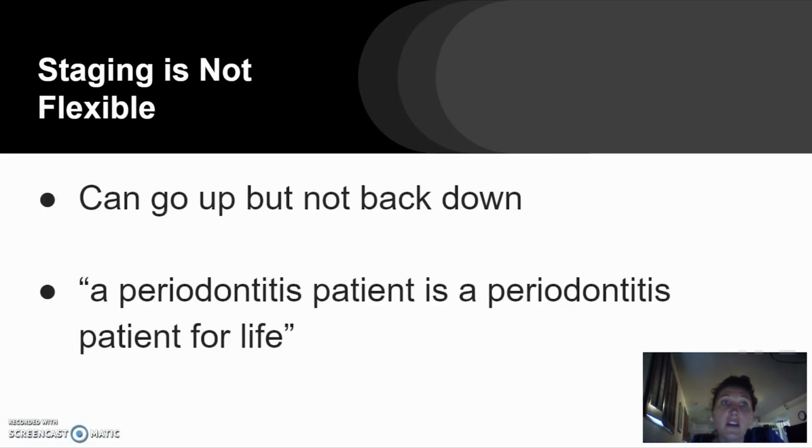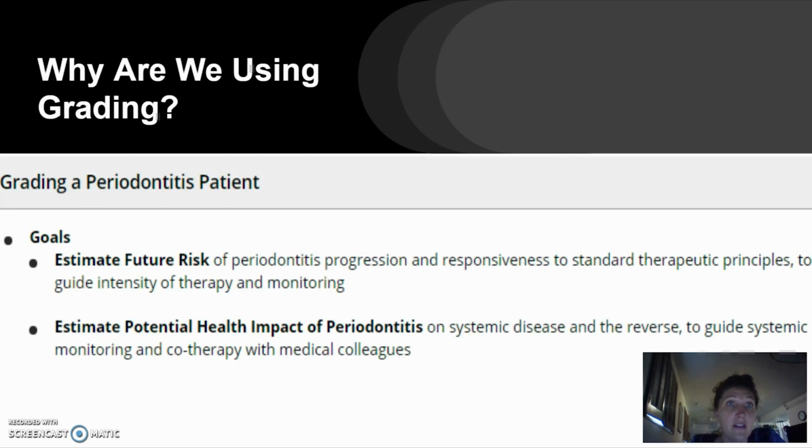Okay, staging is not flexible. The documents say it can go up, but not back down. So once they're a 1, they're always a 1. It shouldn't go back down. A periodontitis patient is a periodontitis patient for life. Once they get put on perio, they're on perio maintenance for the rest of their life. Do not go back down to a prophy. That is a prevention of periodontitis code.